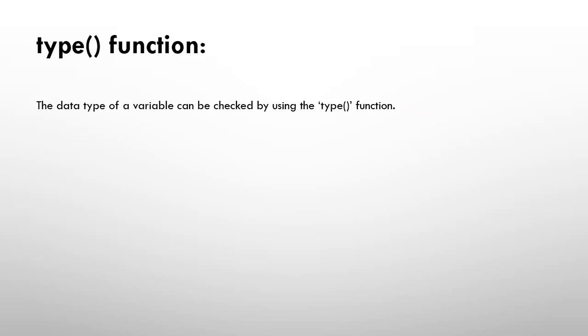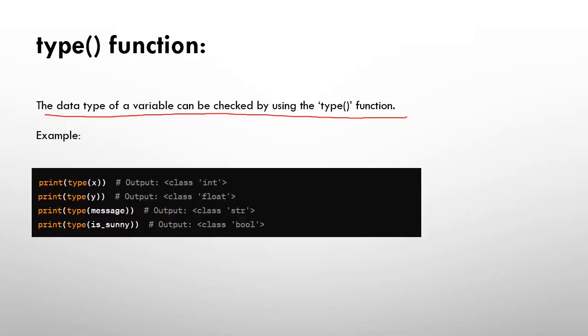Finally, the use of the type function. The data type of a variable can be checked by using the type function. Here is an example of the type function. We had defined variables x, y, message, and isSunny before. So if we now use the type function for variable x, we will get the return value of int, which will show that variable x holds integer data type.